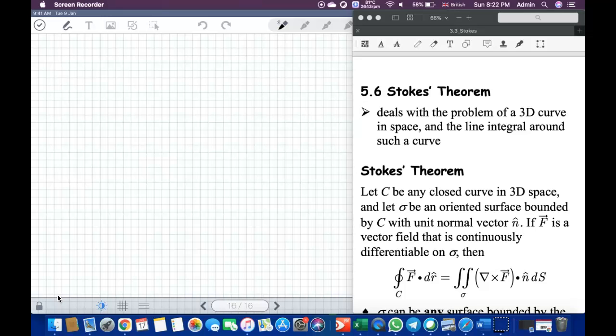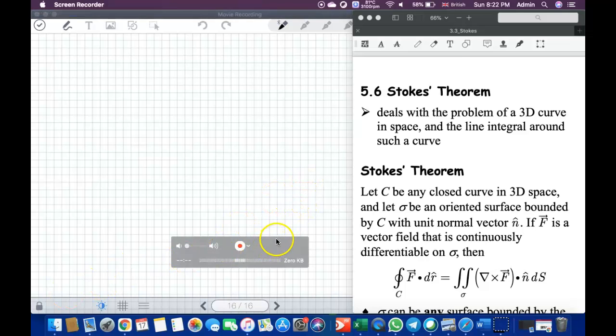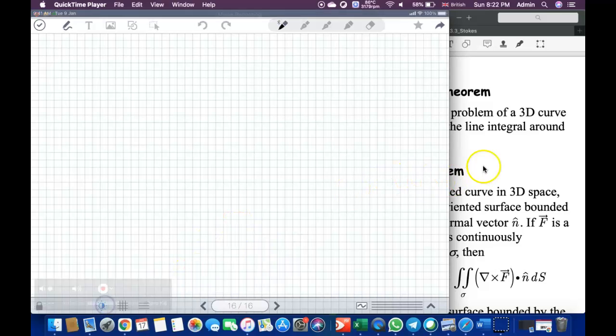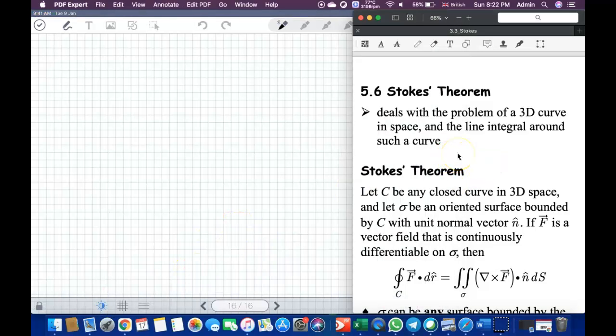If your surface is a closed surface and you have a solid, in order for you to compute the surface integral, it is easier to apply the Gauss theorem or divergence theorem, because the formula is related to the divergence. Okay, so now we go to the last theorem. We have Stokes theorem.